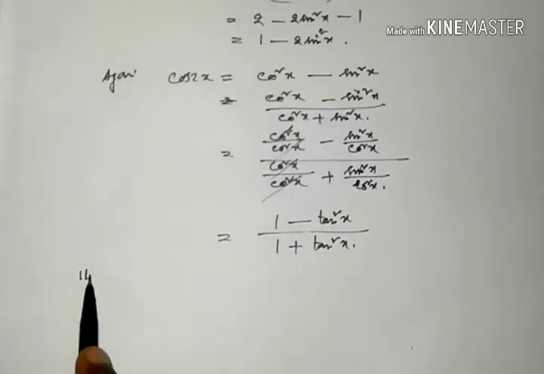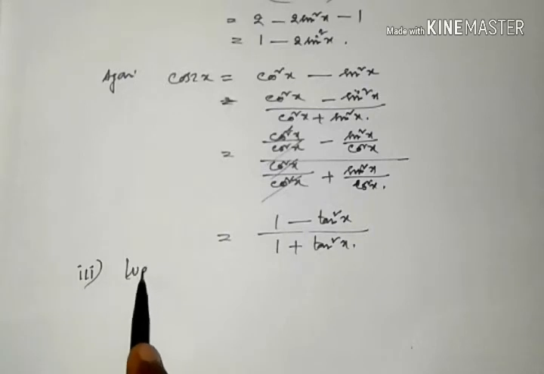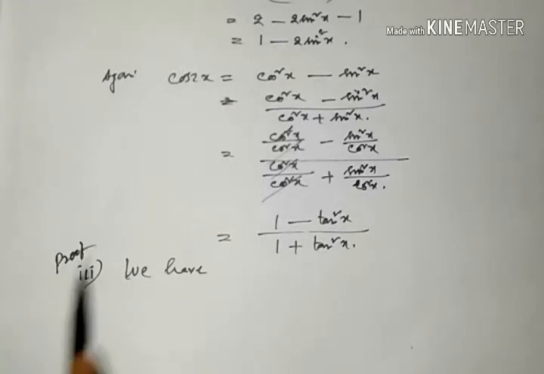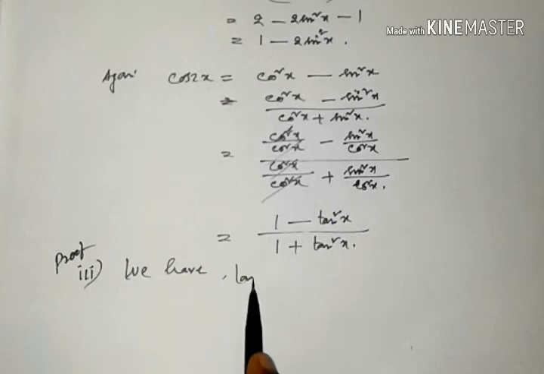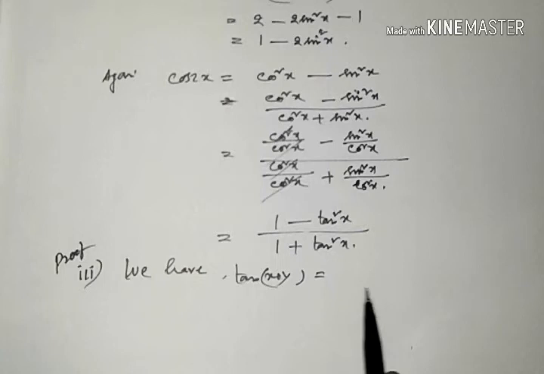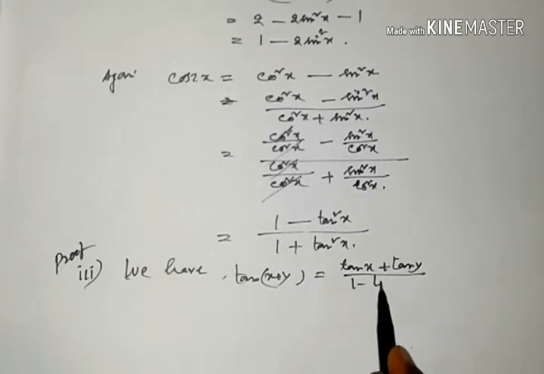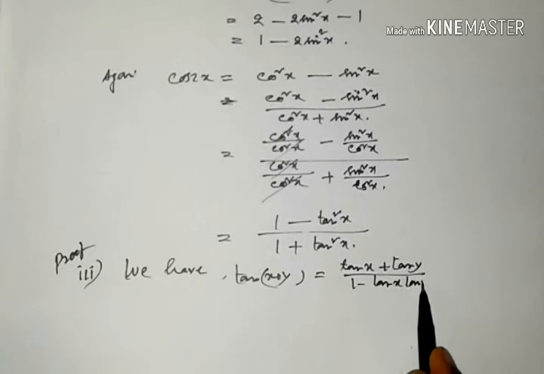Now tan twice x, proof number 3. We have tan(x plus y), which in the last class I discussed, is equal to (tan x plus tan y) by (1 minus tan x tan y).